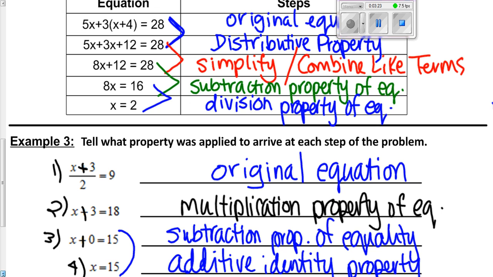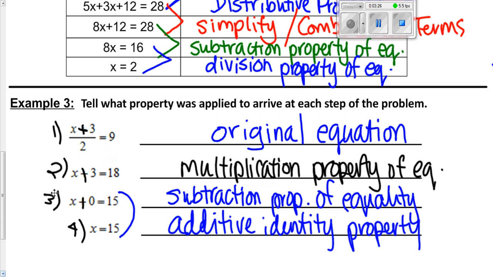Alright, let's try some more. Right here, I have the original equation. As you can see here, let me go ahead and erase this piece right here so we can see what we kind of start with. We got addition here. Alright, so we got x plus 2, so x plus 3 over 2.